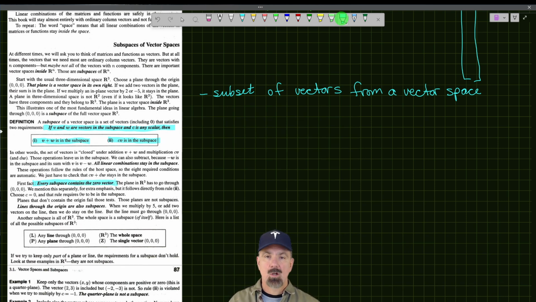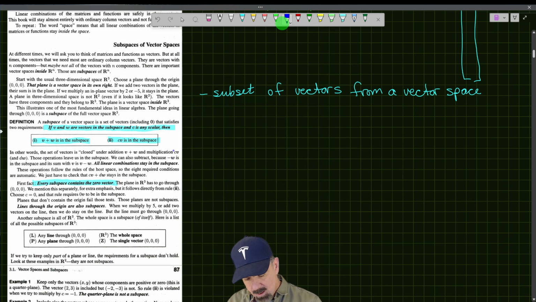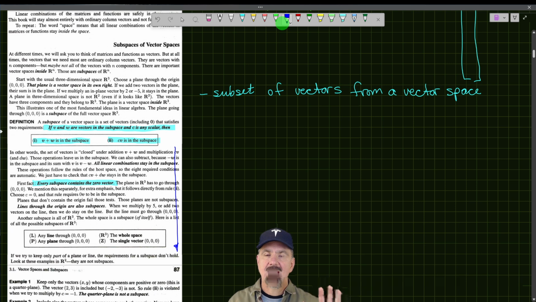One of the most important, the only one I'm going to talk about. The rest of this, we're going to leave you to read through these examples. But every vector space must include the zero vector.